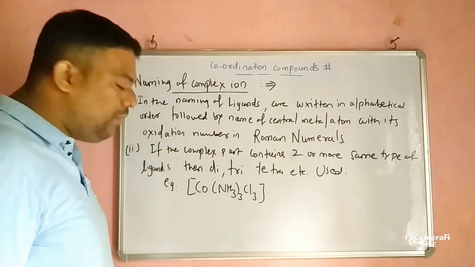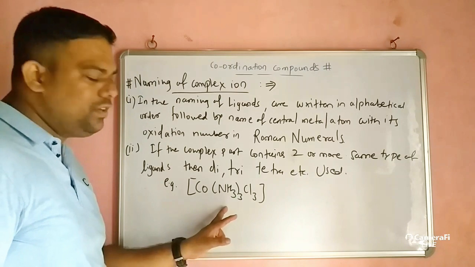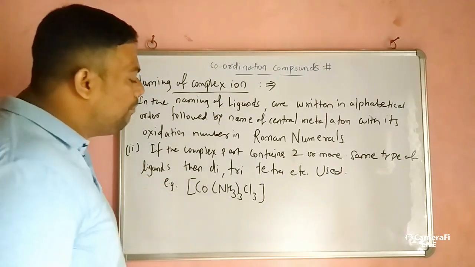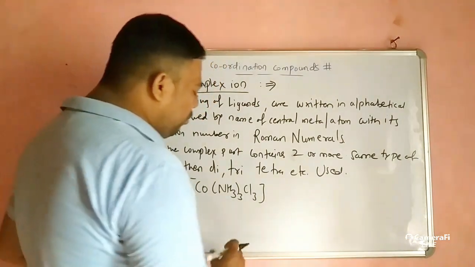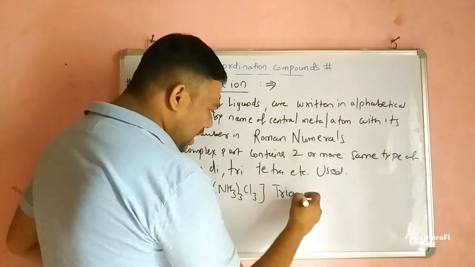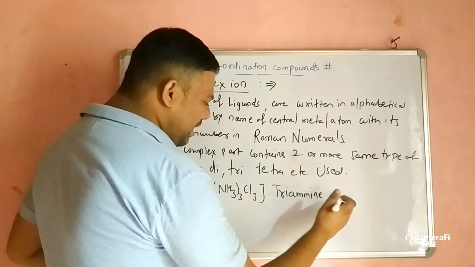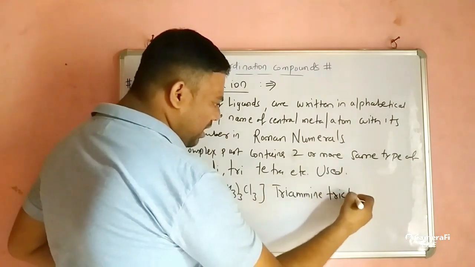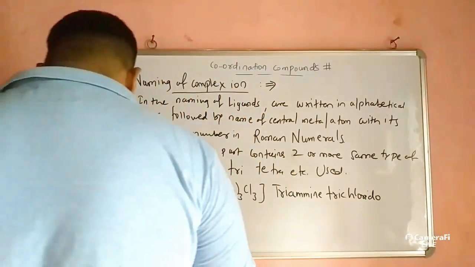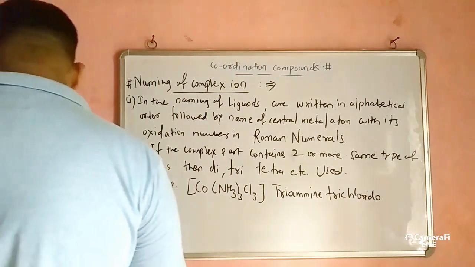Alphabetically we have to arrange. So these are chlorido and this is amine. Alphabetically, amine will come first. But how do we have to write this? Triamine, trichlorido. This is very much important.